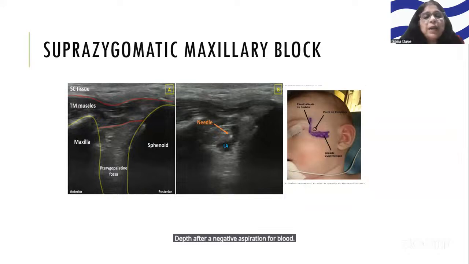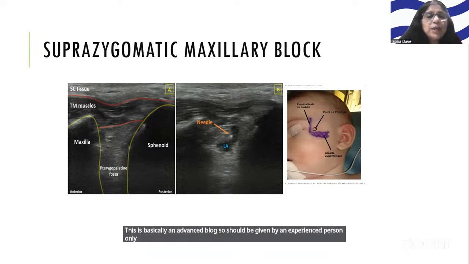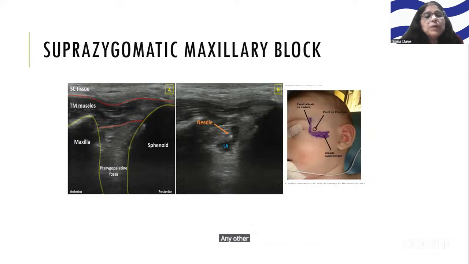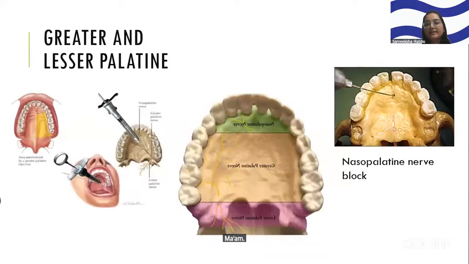This is basically an advanced block, so it should be given by an experienced person only. USG guidance should be used. And remember to locate the internal maxillary artery, so do not go very deep into the fossa. Yes, any other blocks? Ma'am, we can give greater and lesser palatine block.